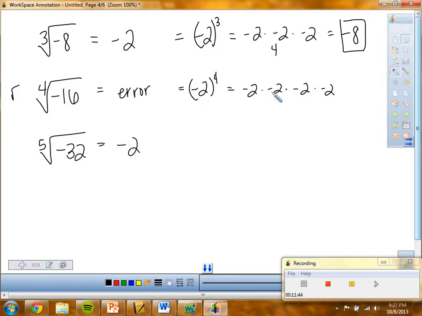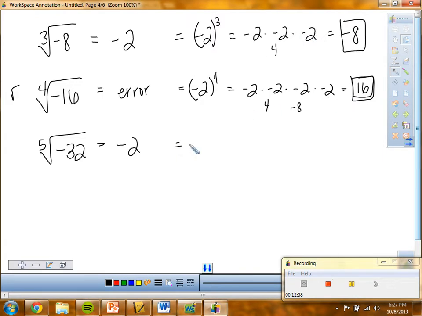And -2 times a -2 is a +4. +4 times -2 is -8. -8 times -2 is +16. There's no way that I can multiply 4 of the same number and ever end up with a negative. So I can with 3, but with 4 I can't.